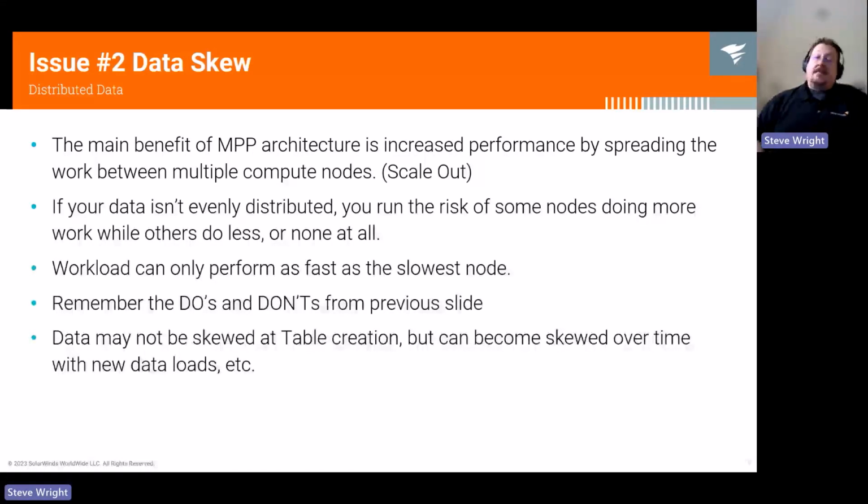And again, it's important to remember that data may not be skewed when you create the table. When you first distributed it, it might have made perfect sense and the values were very distinct. But if you're doing regular data loads over time, the data can become skewed. And so again, this is an iterative process. It's not something that's one and done, where I query my data, create my table, everything looks good, and then set it and forget it. No, anytime you're loading data, the nature of the data can change and the data can become skewed.